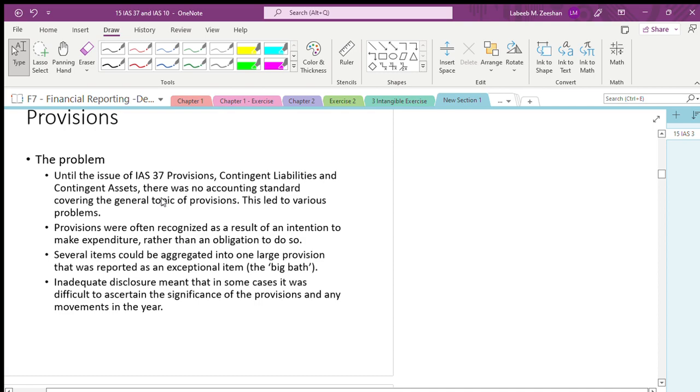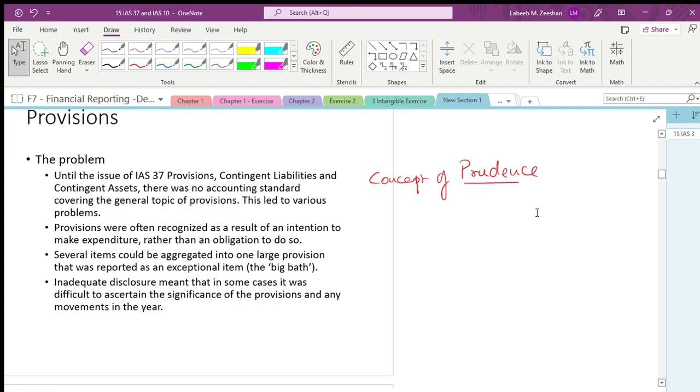I told you in the beginning, a few minutes back, why we make provisions. We are making provisions only to reduce the profits. We have the concept of prudence. Do you have any idea? Yes or no? Conservatism. Yes or no? Tell me fast, don't waste time.